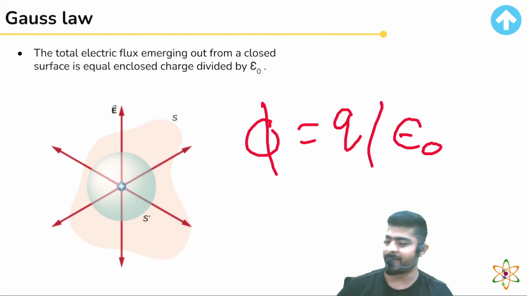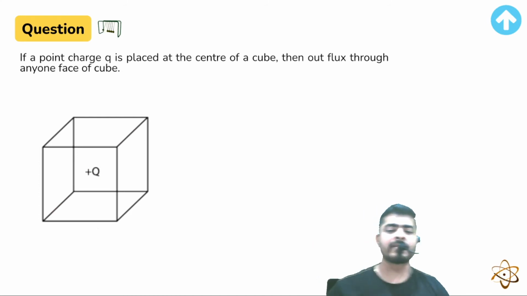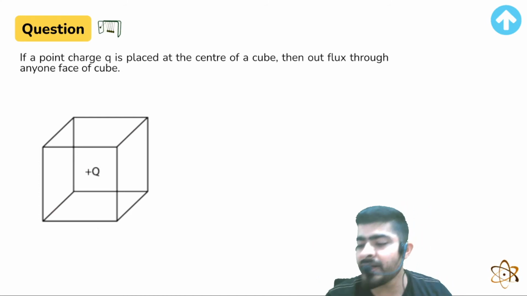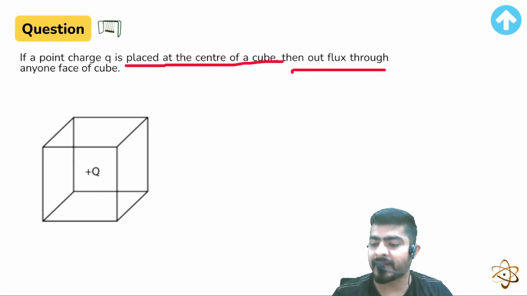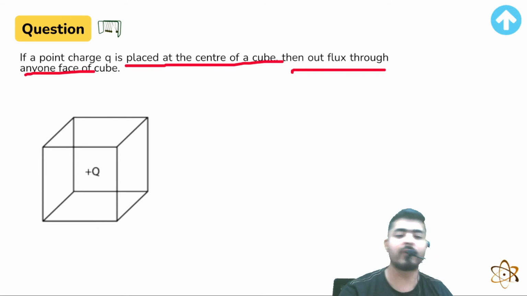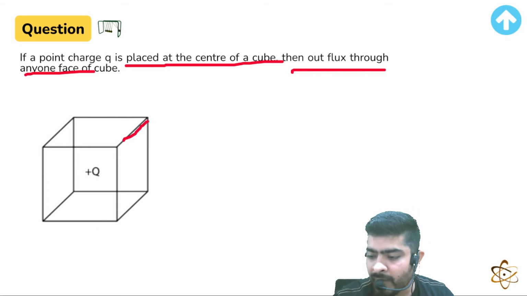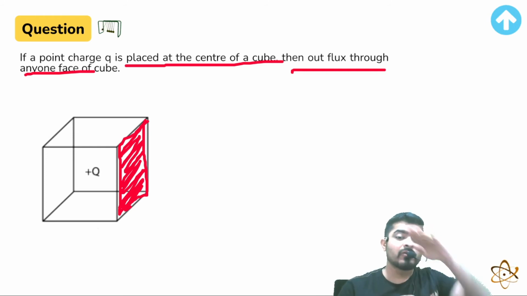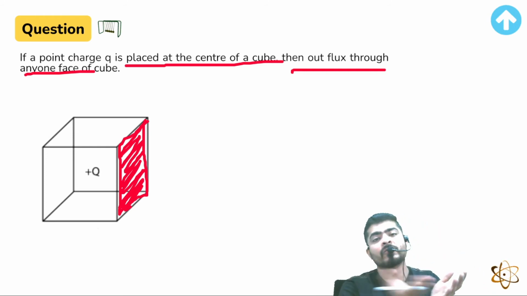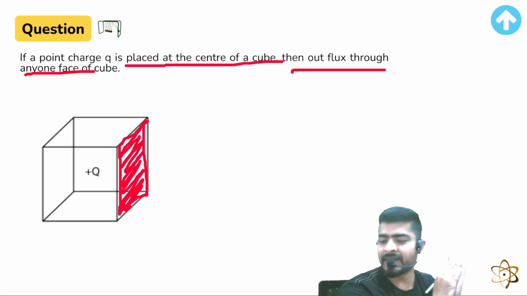Okay, great. So here we have a very simple question for you. A point charge Q is placed at the center of a cube. The total flux through any one face of the cube is how much? So for example, I want to find the flux through this face of the cube. So what should be the flux now? You know the answer. Charge is exactly at the center, so we have symmetry. So each face of the cube has exactly same amount of flux.